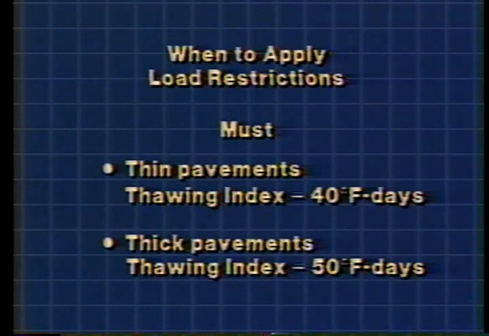You must apply load restrictions if you want to prevent damage after thin pavements accumulate a thawing index of 40 degree Fahrenheit days and thick pavements accumulate 50 degree Fahrenheit days following the start of the thawing period. This is used to estimate the amount of thaw to approximately 4 inches below the bottom of the base course.